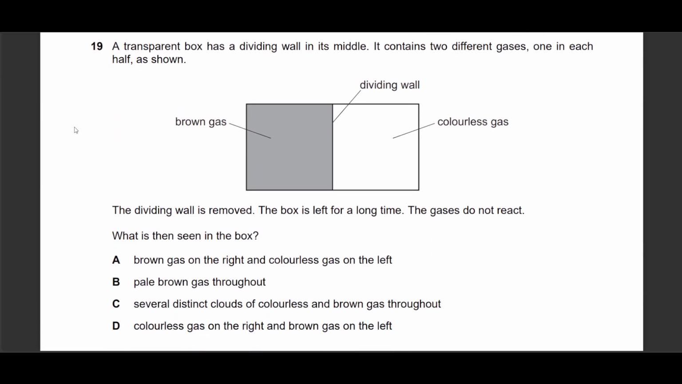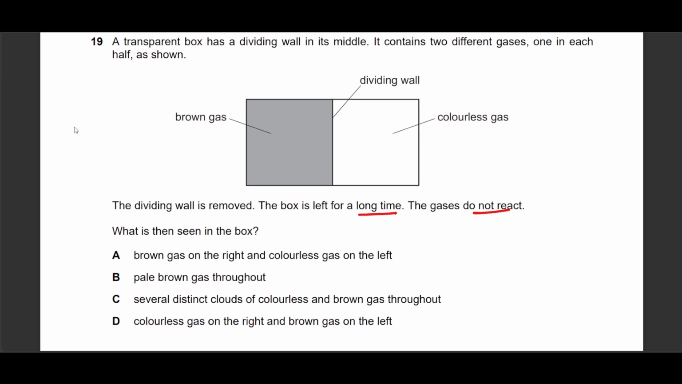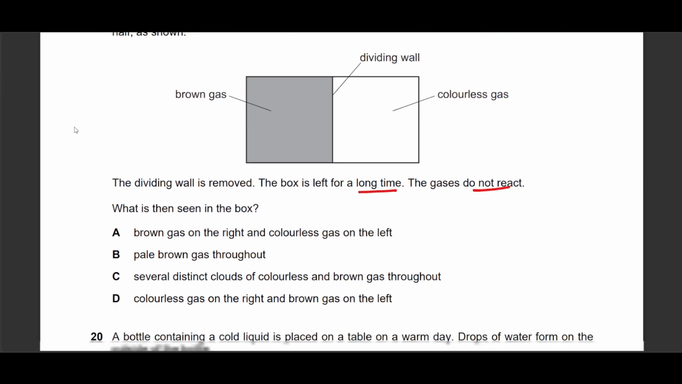Question number 19 is from Brownian motion and diffusion of gases, right? The brown gas and colorless gas, he says that the wall is removed and they are left for a long time, which means the gases can mix together. The gases do not react, of course. Reaction may produce a third byproduct, which may have a different color. So this is why he says to ignore the chemistry of this question. Just focus on the physics of the question, their movement or particle behavior. So what's going to happen? What is seen in the box after the long time?